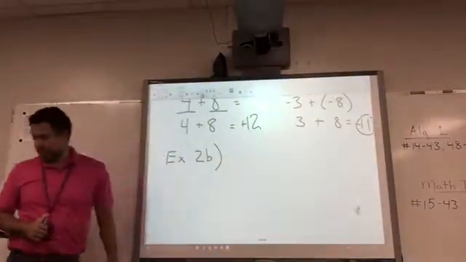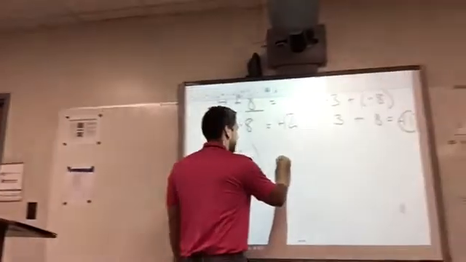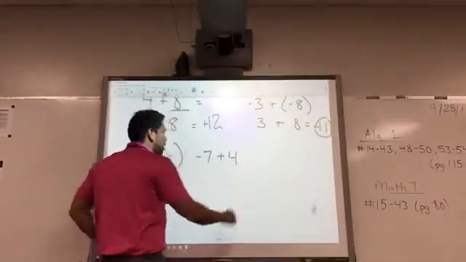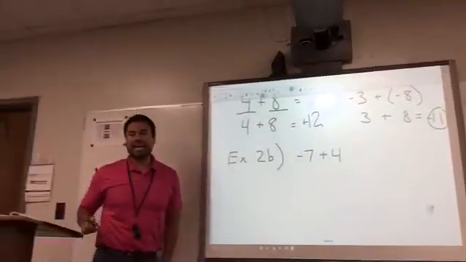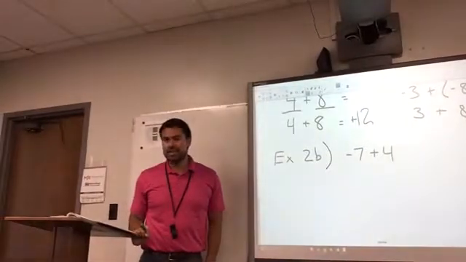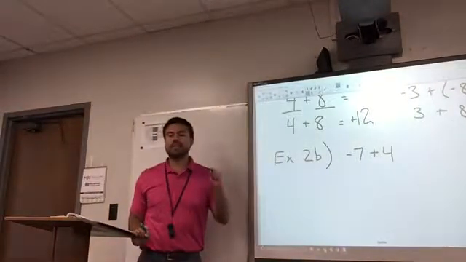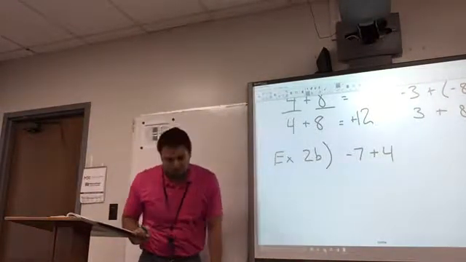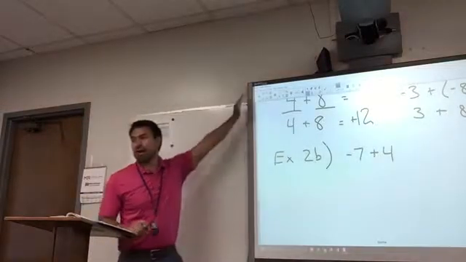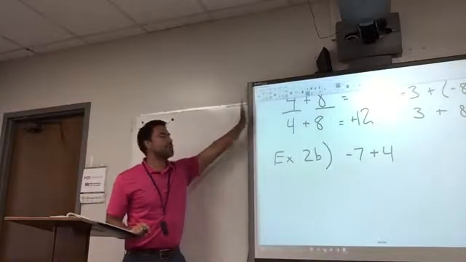This one's a little different. It's negative 7 plus 4. Okay. Do we have two integers being added? Yes. Do they have the same sign? No. So does the first rule apply? Nope.